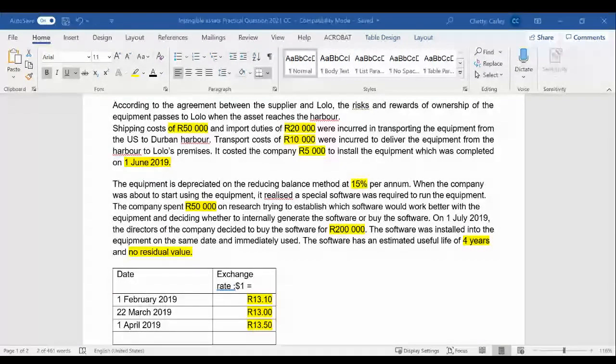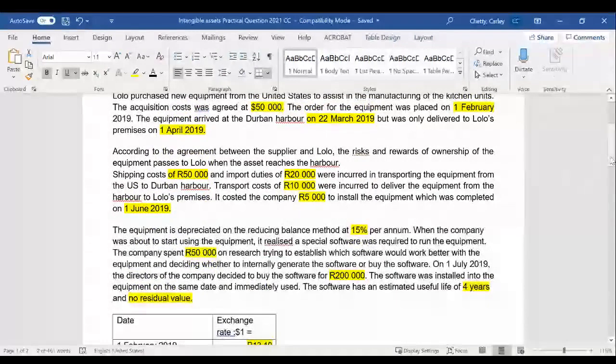Okay, there seem to be different answers here. We have to ask ourselves, this software, is it necessary to use the equipment? They have told us that we need this equipment, and they were about to start using the equipment, and then they realized special software was required to run it. So in actual fact, they cannot start using the equipment until it has this special software. So it is necessary for the software to be installed before they can start using it.